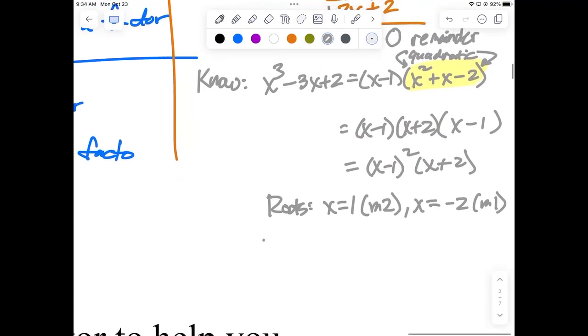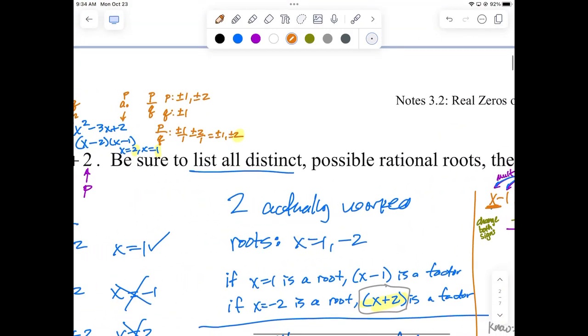And now I can sketch the graph. Let's sketch the graph. Here's 1. Here's negative 2. That's the bounce. There's where it crosses. Do we know the end behavior of the original function?